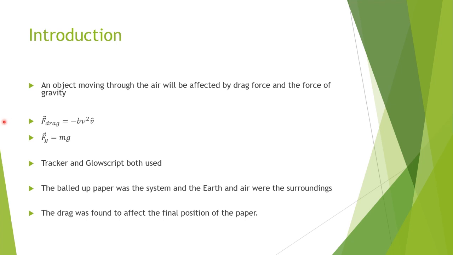Here, the drag force is given by the equation negative b, where b is the drag coefficient, which is a constant number, times the magnitude of velocity squared times the direction of velocity. And then the force of gravity is mass times g, the acceleration due to gravity on Earth.